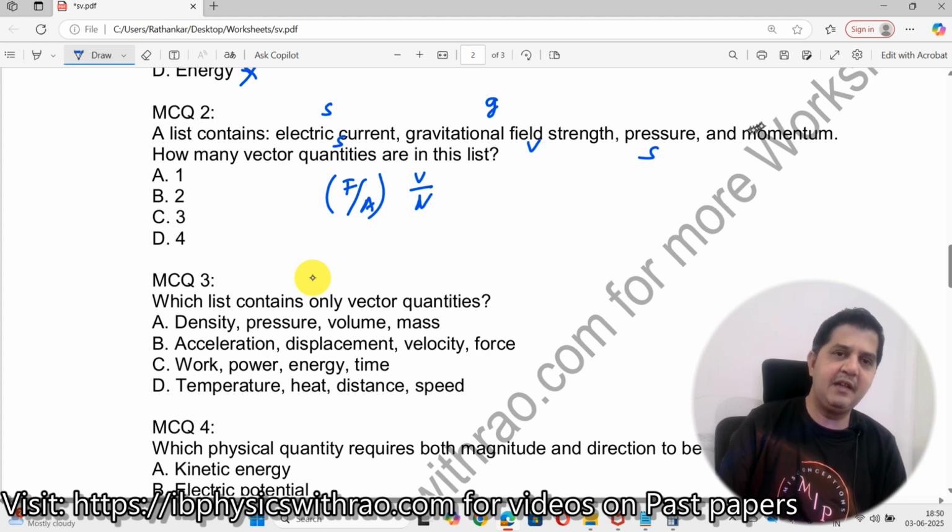Momentum. What is momentum? M into V. M is a scalar, V is a vector. So this is a vector once again over here. How many vectors do we have? 1, 2, only 2 vectors over here.